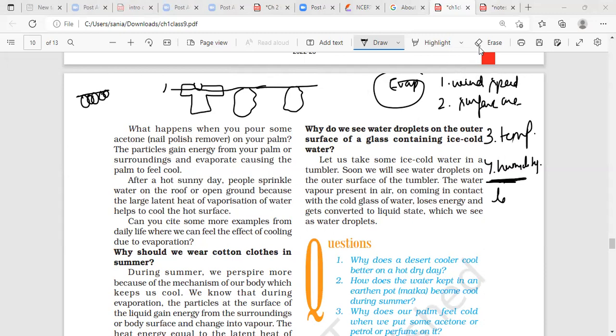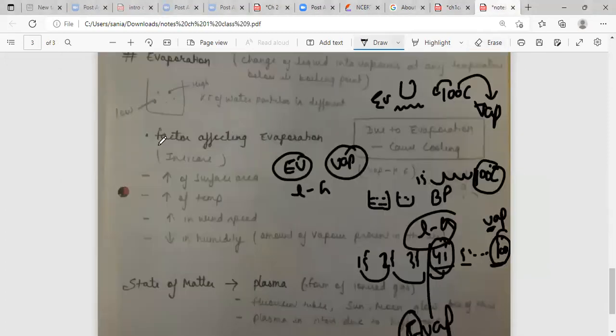So now, basically, there are various factors which affect the rate of evaporation. First is surface area: evaporation increases when surface area increases. Second, increase of temperature: when temperature rises, your rate of evaporation will increase. Third, wind speed: when wind speed rises, your evaporation speed will also increase. And next is humidity. It is opposite. When your humidity is low, only then will your evaporation rise. Clear?